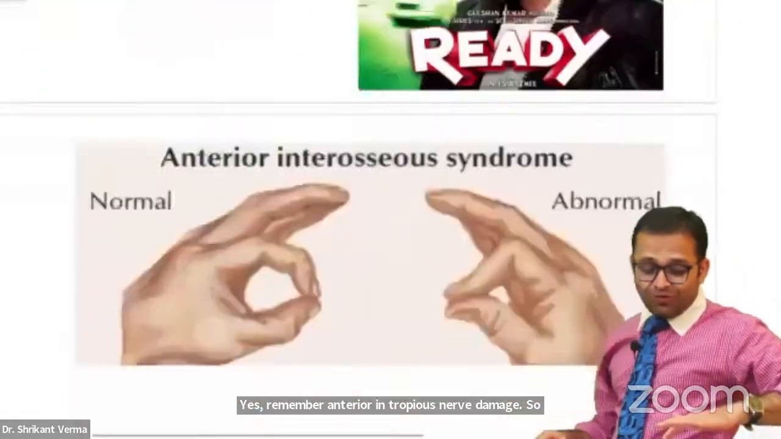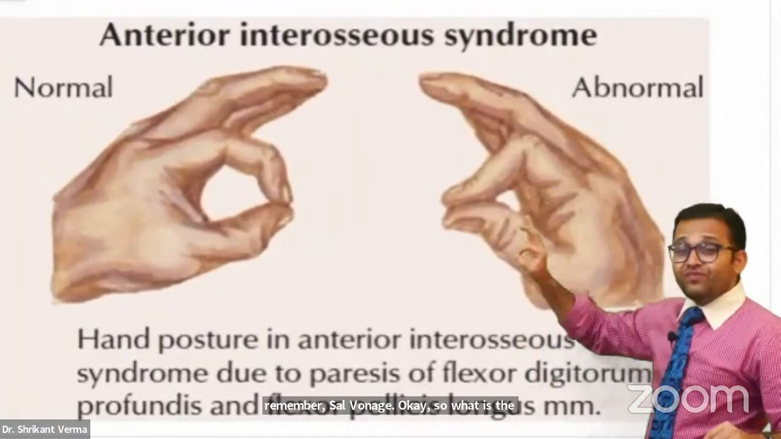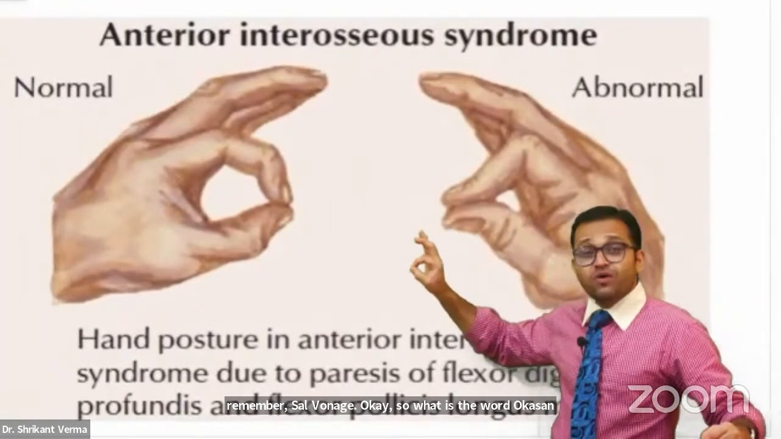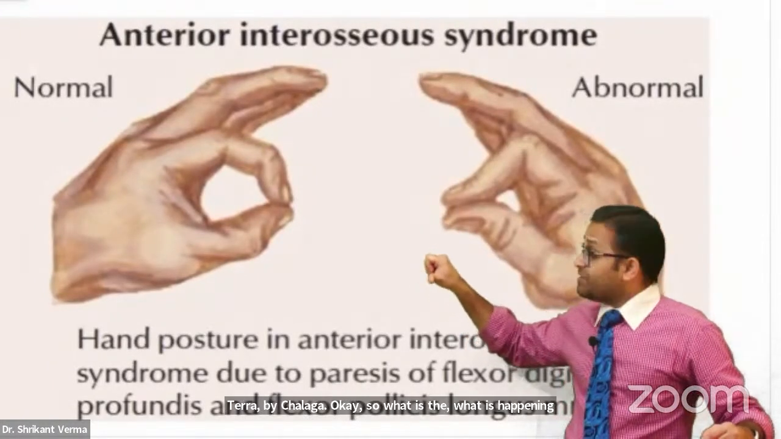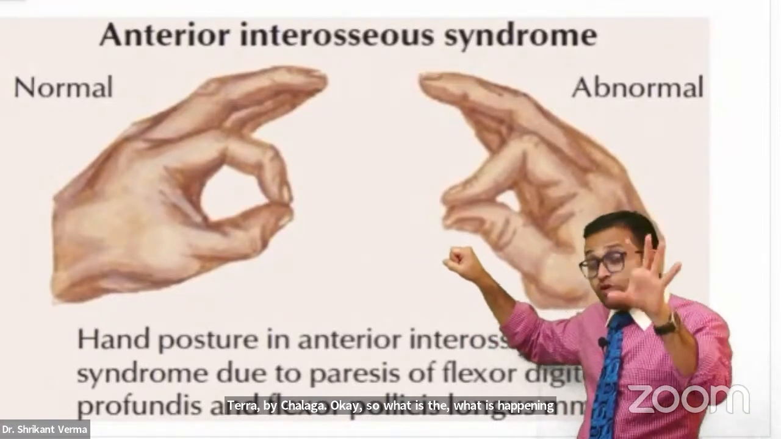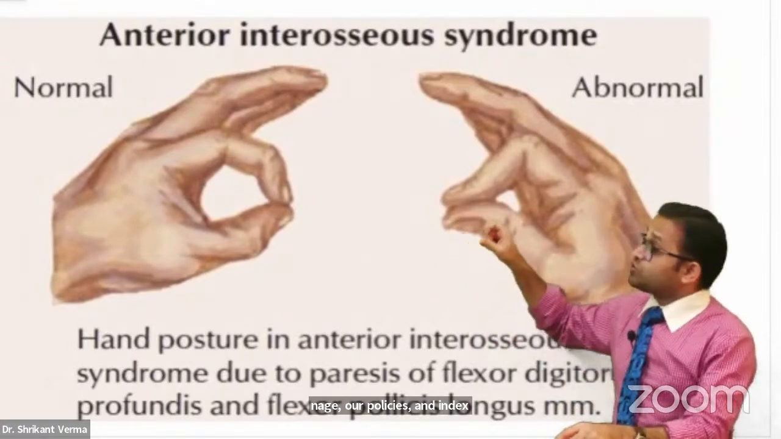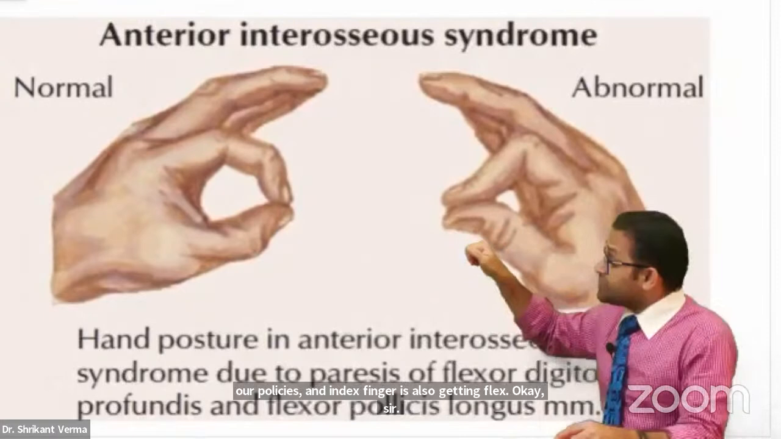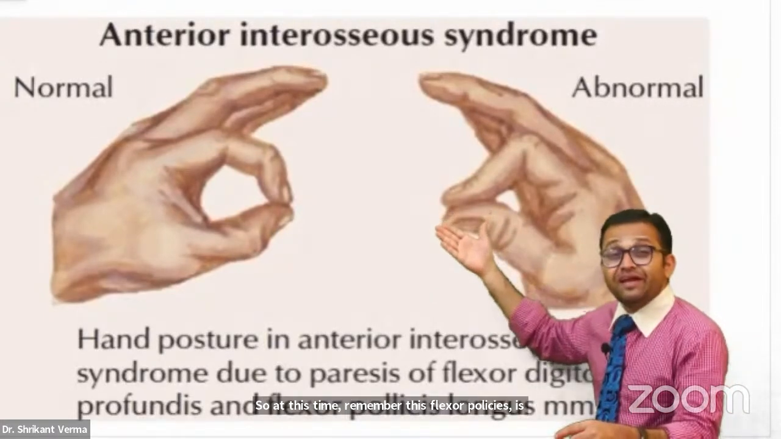So what is the OK sign? Anterior interosseous nerve syndrome. Normally when we make this OK, what is happening? There is a flexion of the index finger, and there is a flexion of the thumb. Remember, the flexion of the thumb is done by the flexor pollicis longus, and the index finger is also getting flexed. At this time, remember this is supplied by which nerve? Sir, the deep branch of the median nerve, the anterior interosseous nerve.